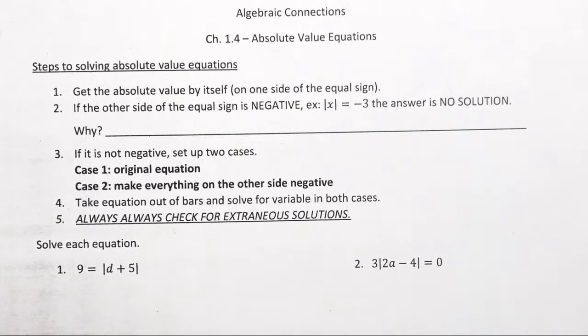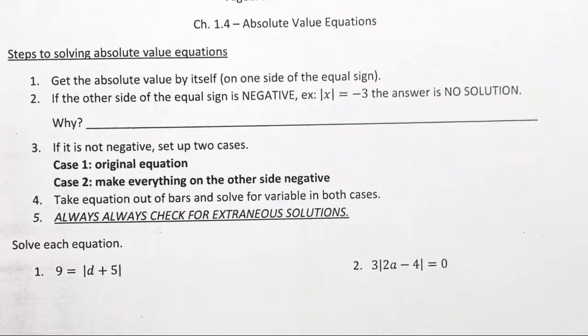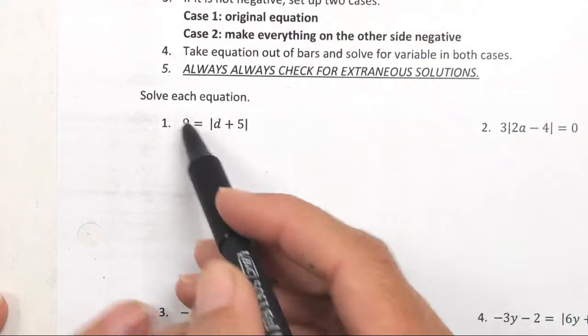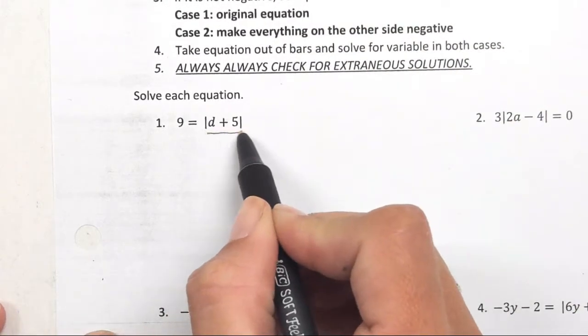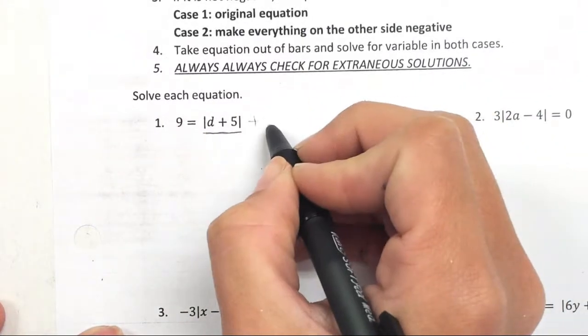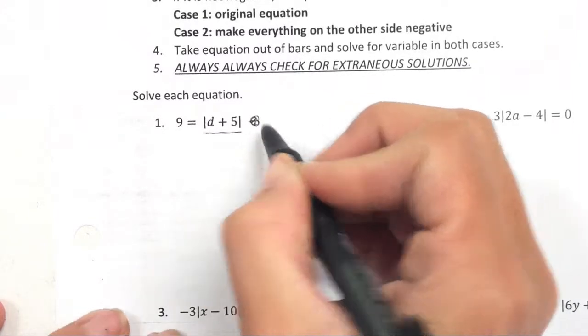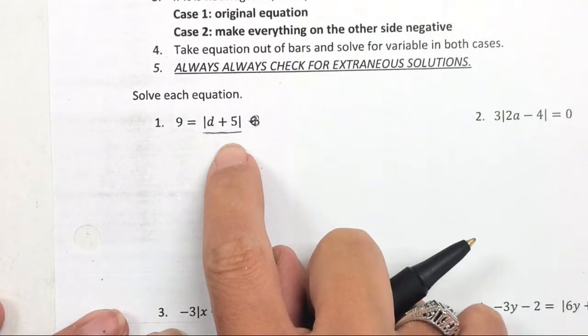Okay, so with absolute value equations, there are 5 steps. The first one is to get the absolute value by itself on one side of the equal sign. We're going to do that first with number 1. So, actually, number 1's already done. But what I mean by absolute value by itself, here's the absolute value, right? Is there anything being added to it? No. Nothing being subtracted from it, correct? Nothing being multiplied or divided. So step 1 for number 1 is already done.